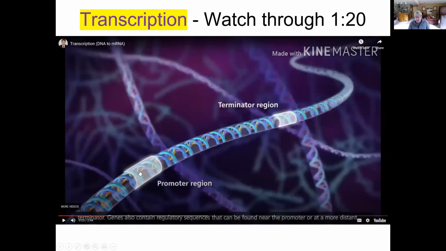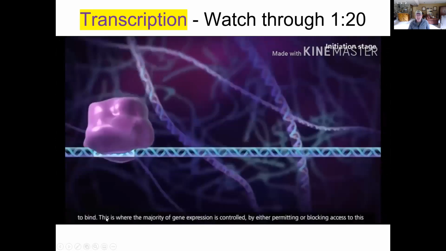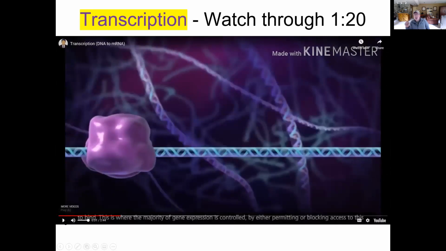So we're going to be looking at what happens between the promoter and the terminator region of the DNA. The promoter region of the gene functions as a recognition site for RNA polymerase to bind. So now we're going to talk about a close cousin of DNA polymerase called RNA polymerase. Don't get them mixed up.